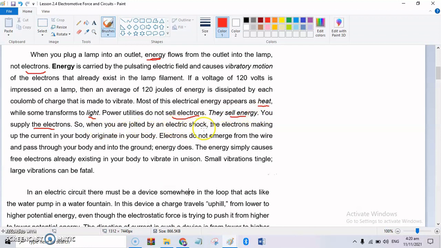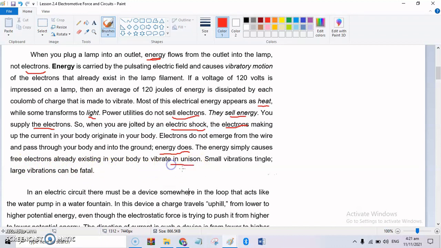When you are jolted by an electric shock, the electrons making up the current in your body, what are these electrons? For example, our salts, the sodium, the chloride, the magnesium, the ions that are present in our blood or in our body, make our body possible to receive an electric shock because of our electrons. Electrons do not emerge from the wire and pass through your body and into the ground, but energy does. The energy simply causes free electrons already existing in your body to vibrate in unison.